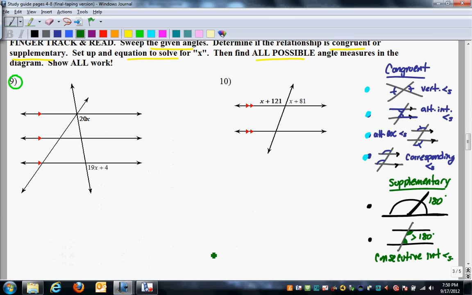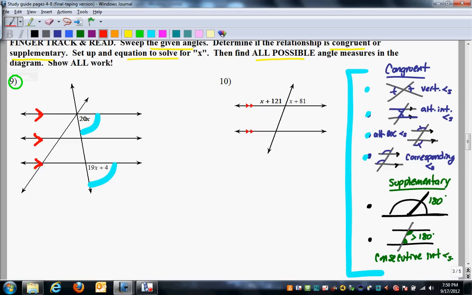Okay, going back to our sample problem 9. Step number 1 says to sweep the given angles and then determine the relationship. So we're going to sweep the 2 given angles, this angle here and this angle here. Now look very carefully down this list. Notice that we do have parallel lines. Notice the little arrow feathers, so they are parallel. And you look carefully, which one does it match with?